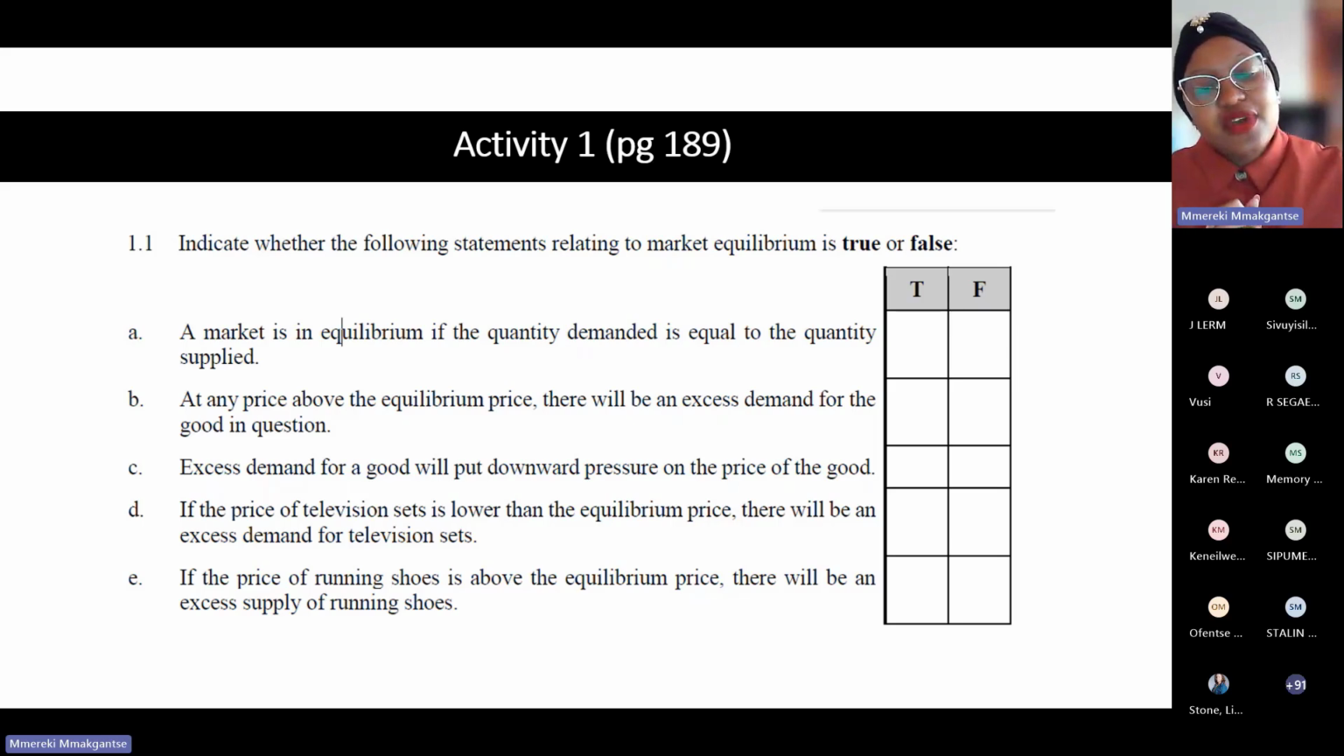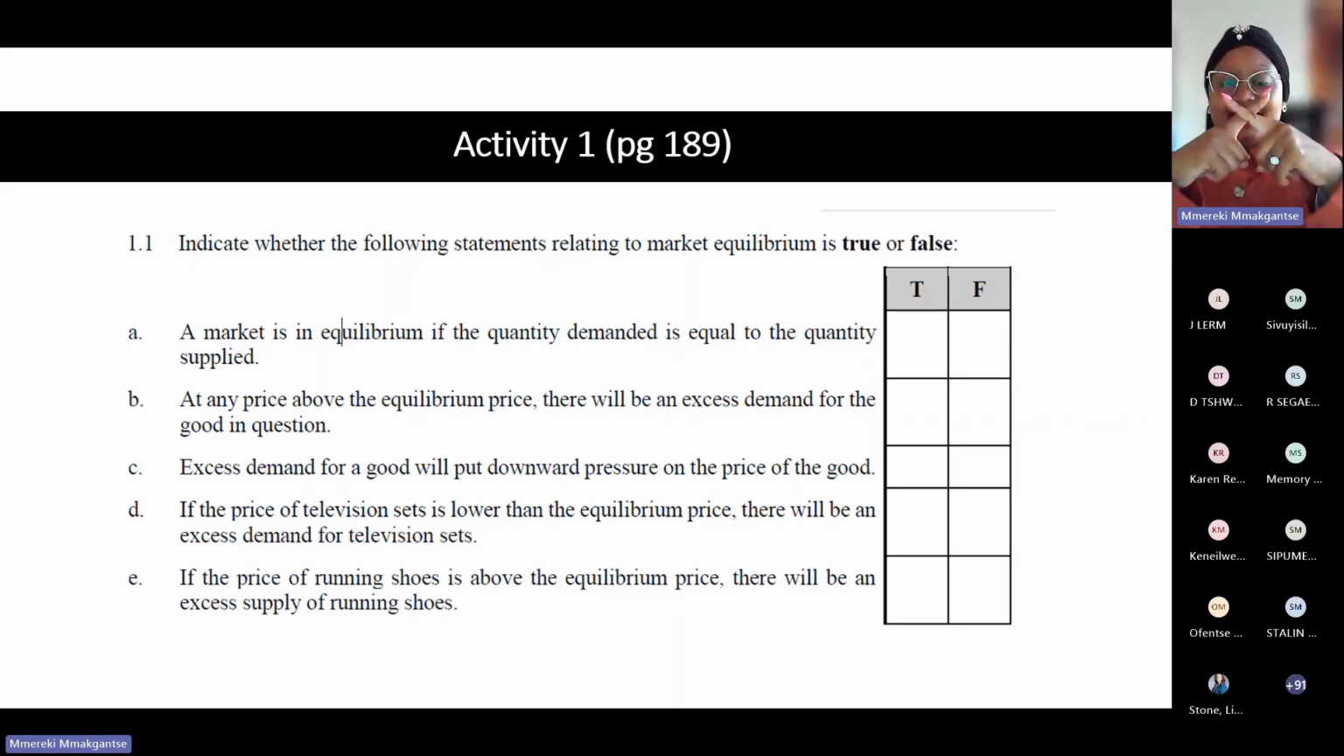Number E: if the price of running shoes is above the equilibrium price, there will be excess supply of running shoes. Yes, the correct answer is true.